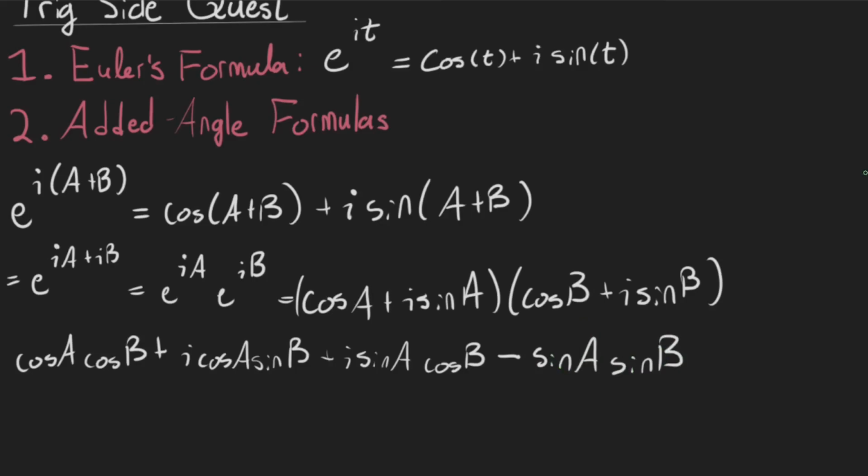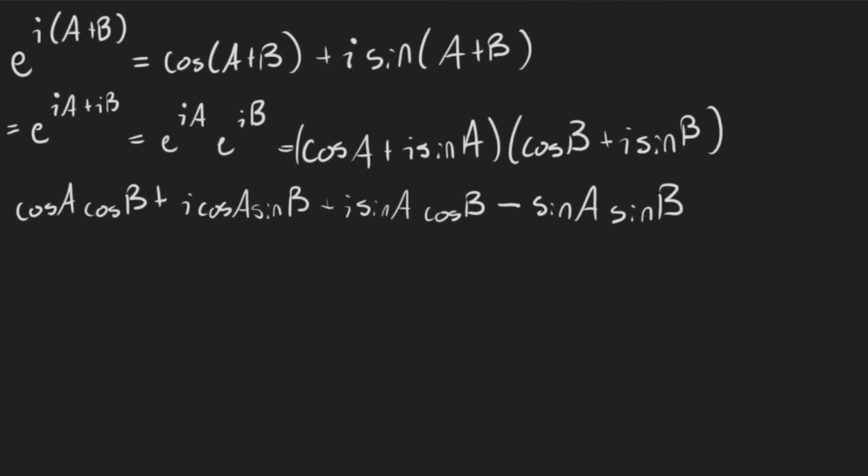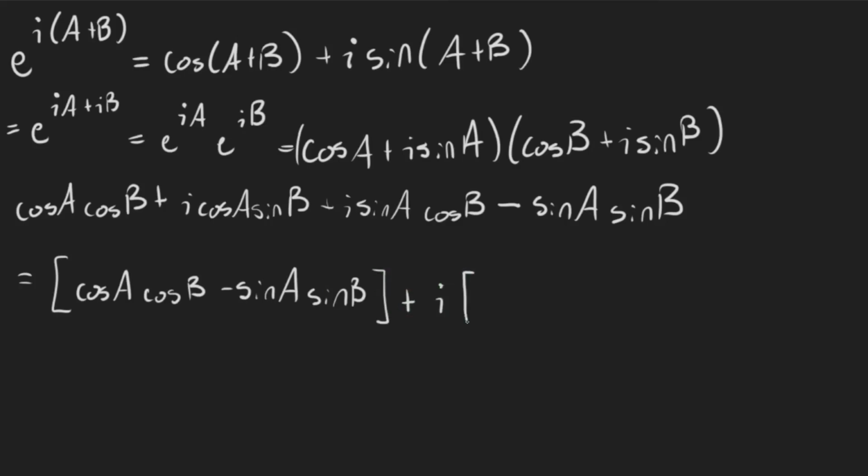And now what we can do is group together our i terms and our non-i terms. So this is equal to cosine a times the cosine of b minus the sine of a times the sine of b, plus i times the cosine of a times the sine of b plus the sine of a times the cosine of b. Now remember, back at the start, we said that this has to equal cosine of a plus b plus i times sine of a plus b.